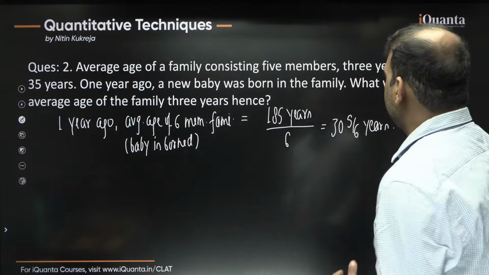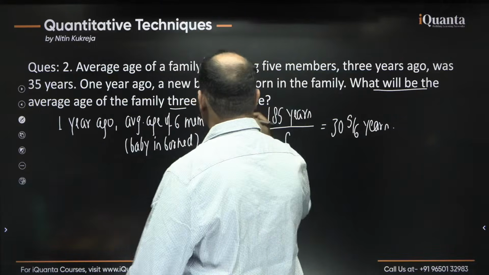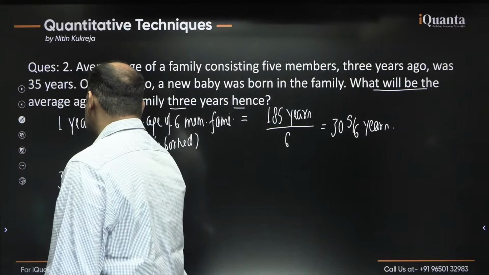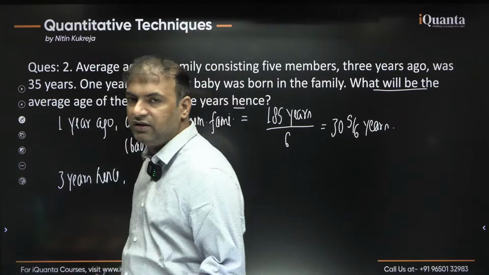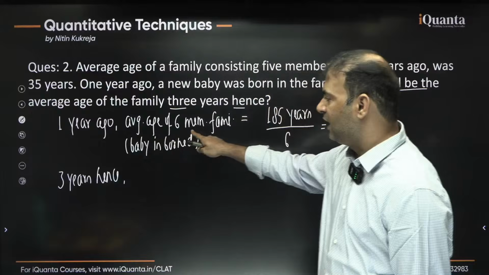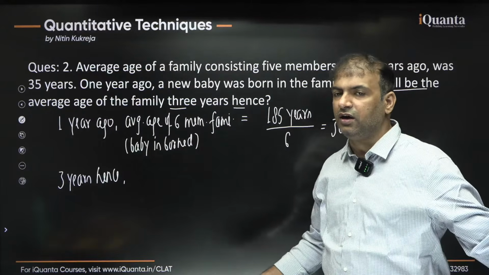Okay guys, coming to the final part of the question, they're asking what will be the average age of the family 3 years hence, okay? So the final thing, guys, see, we have to find the average age of the family of 6 members 3 years hence, and we have the data of the average age of the family of 6 members, but we have the data 1 year ago, right?